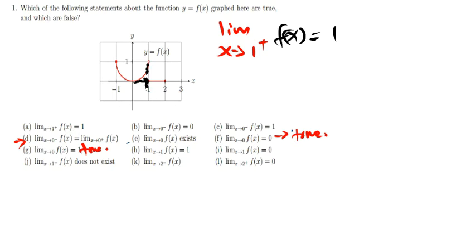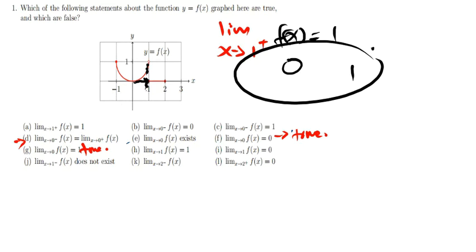Now here it is just general, limit as x approaches 1 is equal to 1. No, this is false, because as we are getting closer to 1 from the right side, we are getting 0. Then as we are getting closer to 1 from the left side, we are getting 1. So this is false. The answer has to be the same. This limit doesn't exist.